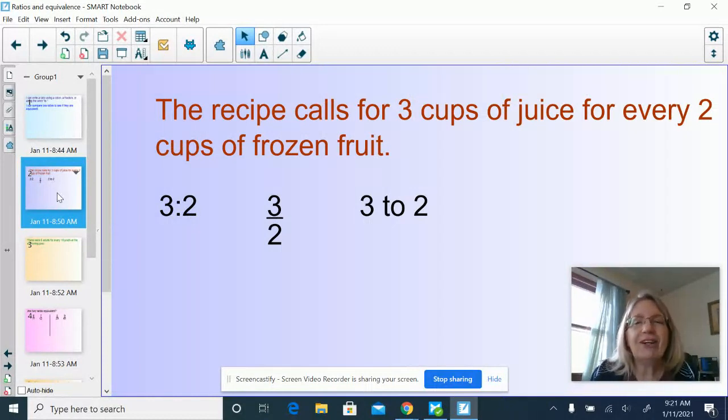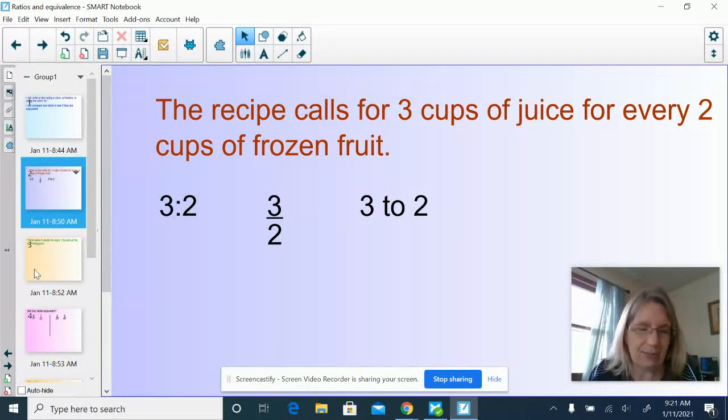The recipe calls for 3 cups of juice for every 2 cups of frozen fruits. That would make a good slushy, right? And so that ratio can be written with a colon in the middle. It can look like a fraction or the little word "to" in the middle. All 3 ways are appropriate ways of expressing a ratio.